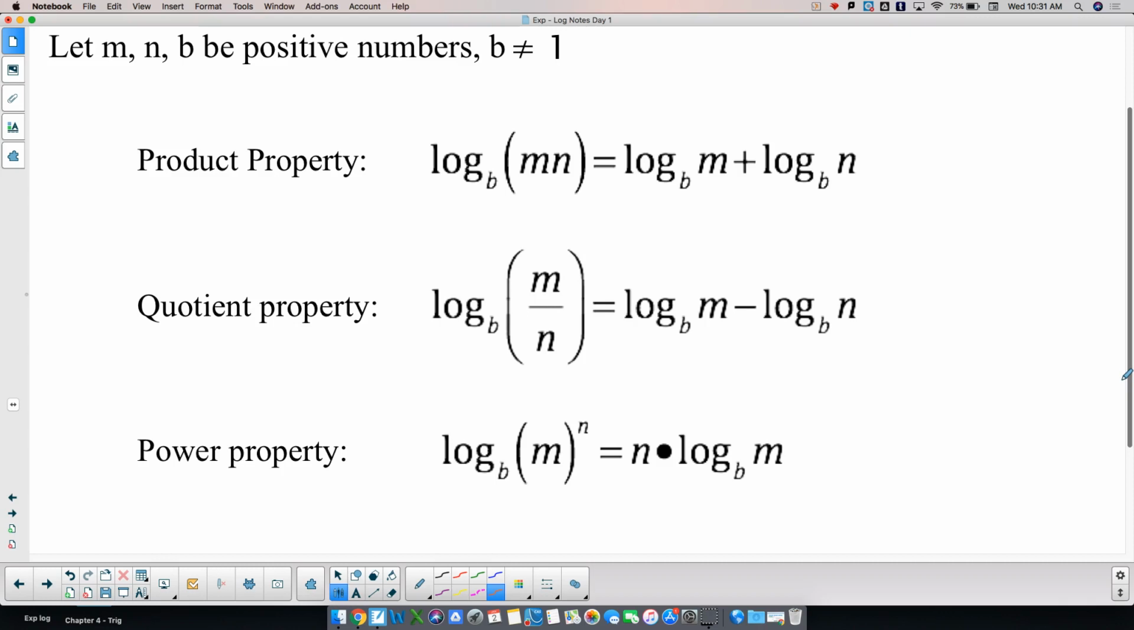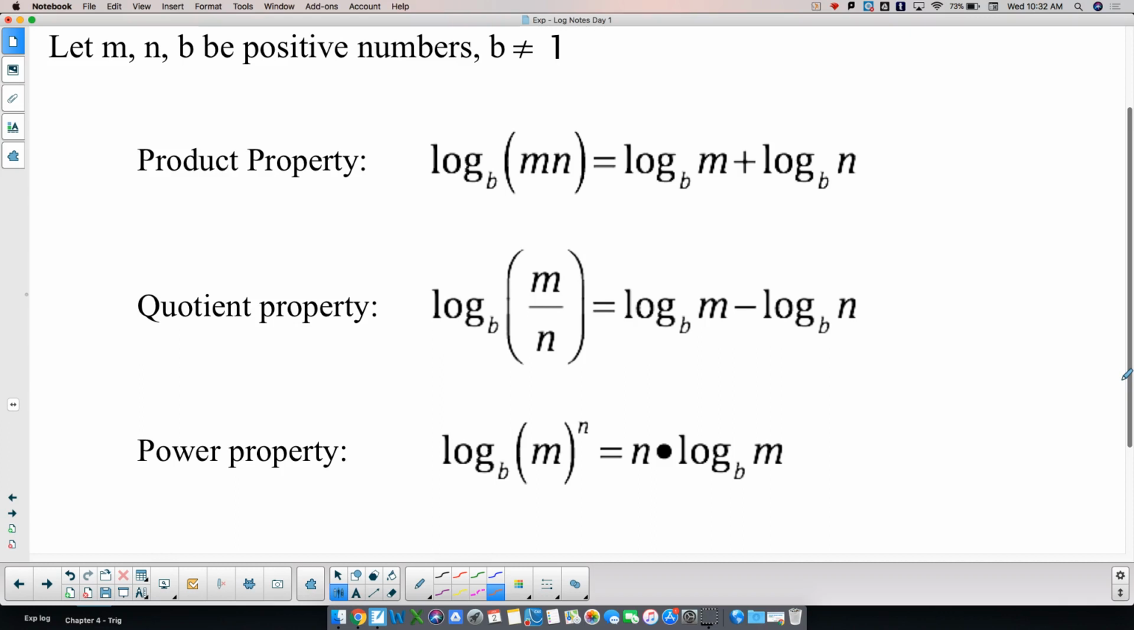Now, there's 2 ways to use these properties. The first way is called expansion, where you expand a single log into a string of the same logs. Not a fan of it, but that's working these properties going to the right. So you take 1 log and you make it become multiple logs going to the right. Not a fan of it.